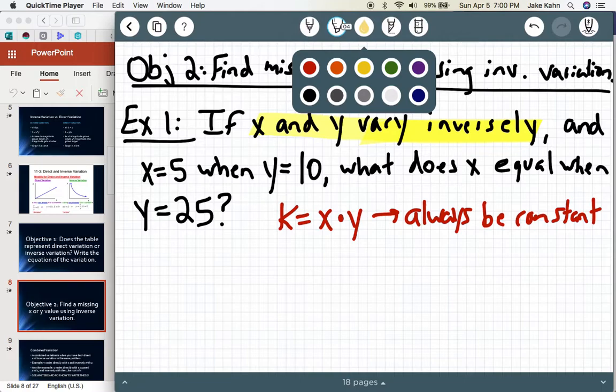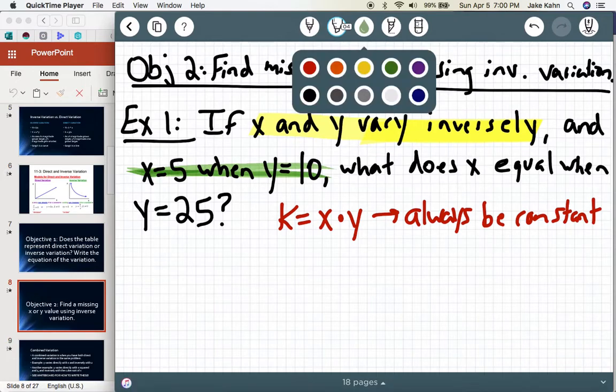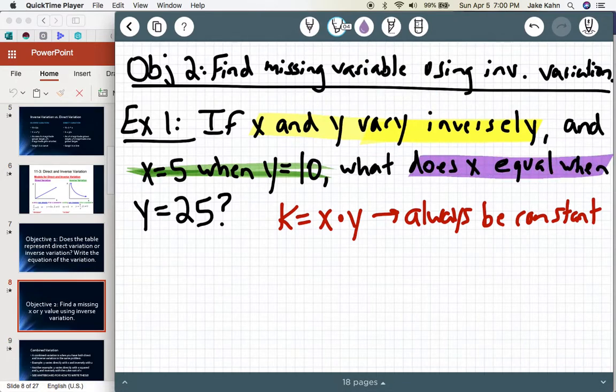All right. It says x equals 5 when y equals 10. This is considered our first case, and then the question is, what does x equal when y equals 25? That's the question. So what we're going to do is set up a simple equation. The equation that we're going to set up is this: x1 y1 is equal to x2 y2. The first x and y values multiplied together is equal to the second x and y values multiplied together. It's as easy as that.